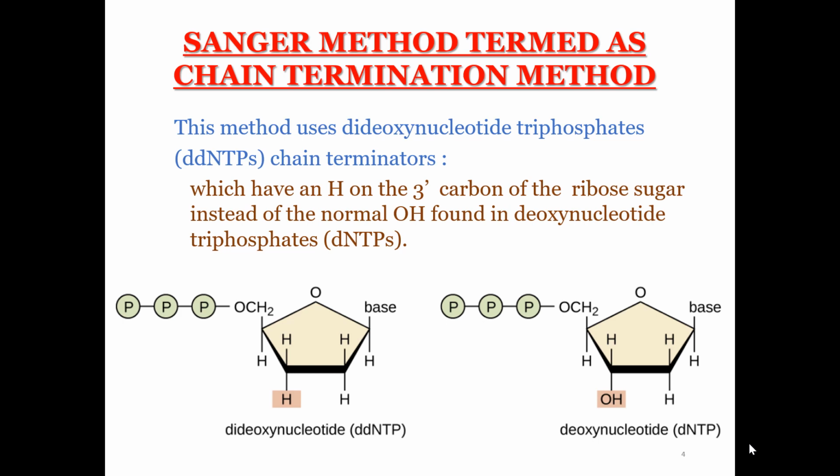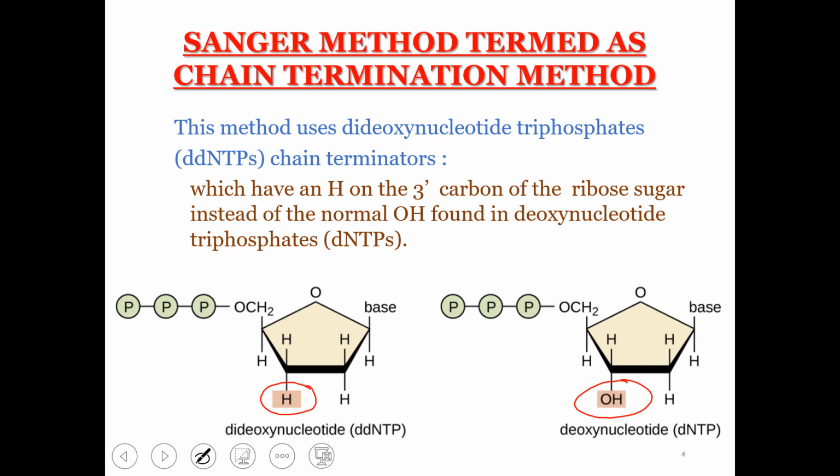So in the figure you can see there are two types of molecules. One is the dideoxynucleotide and the next is the deoxynucleotide. In the deoxynucleotide there is an OH at the 3' end, which is highlighted, and in the dideoxynucleotide there is an H at the 3' end. So that makes it different. All these structures are similar, but there is only an H in the dideoxynucleotide, whereas in the deoxynucleotide there is an OH at the 3' end.